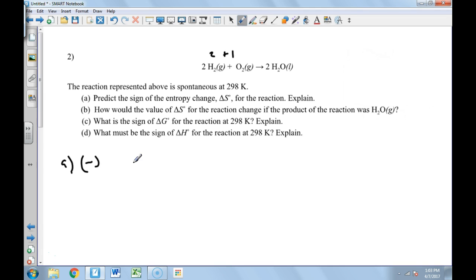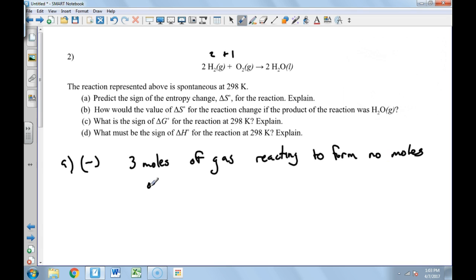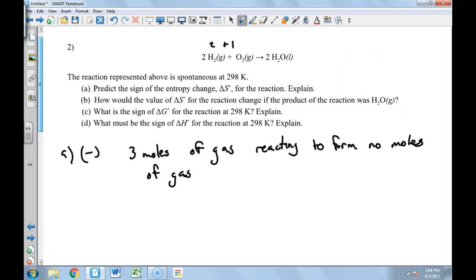And that's because you have 3 moles of gas reacting to form no moles of gas, or something along those lines, right? So there's less moles of gas in the products than in the reactants, something that tells us that.